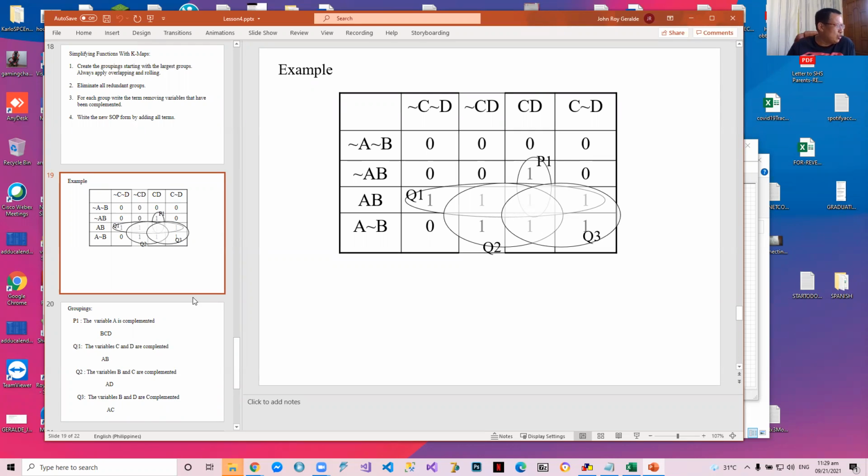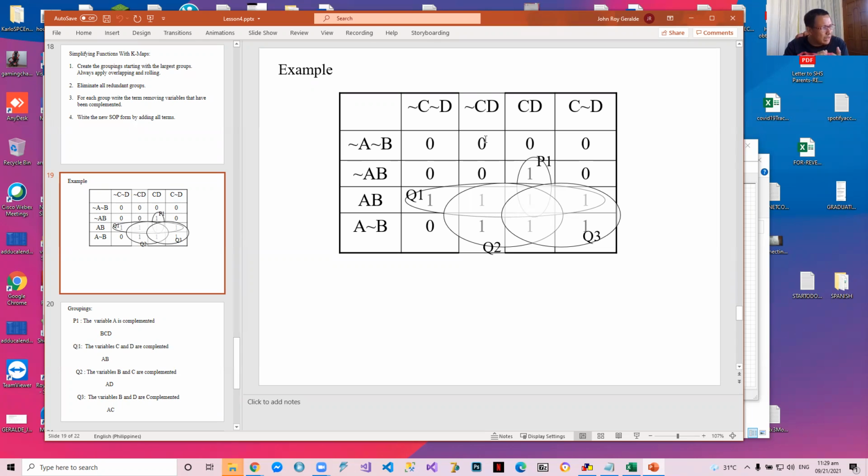Now, let's proceed to Q1. The bigger the group, the simpler the expression. Let's look at Q1. Q1 involves AB, AB, C not C, not D, not C D, C D, and C not D. If you look at Q1, only A and B are uncomplemented. Not C is complemented by C. Not D is complemented by D. So if you take a pair, you can remove 1 variable.